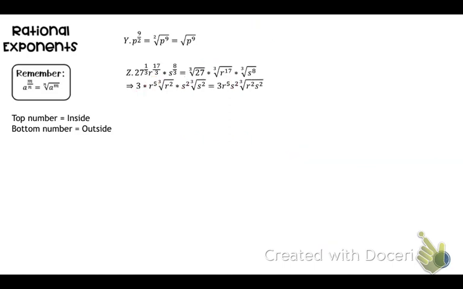Okay, finish by multiplying it out. So that's going to be 3r to the 5th s squared, cube root of r squared s squared.